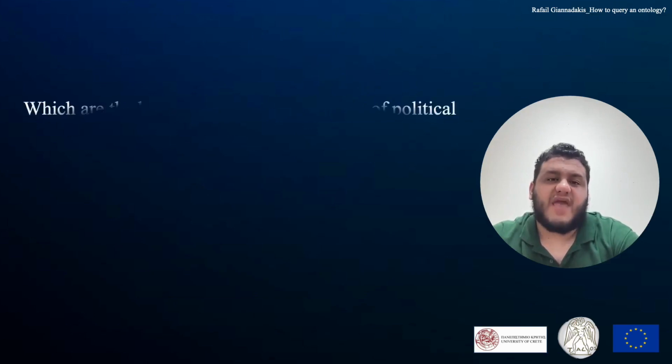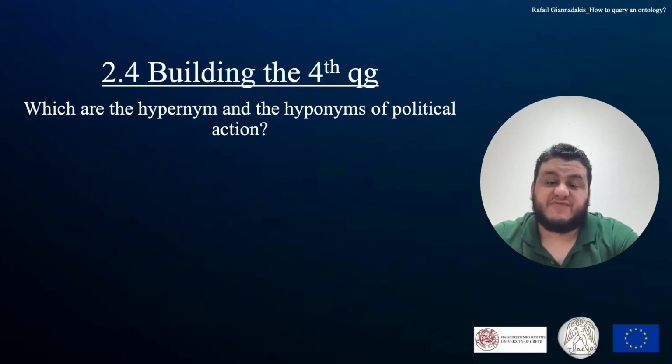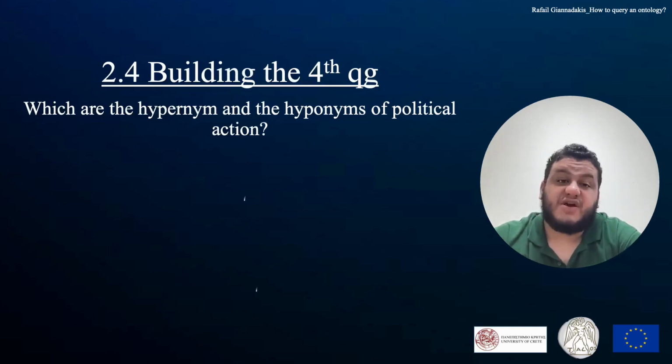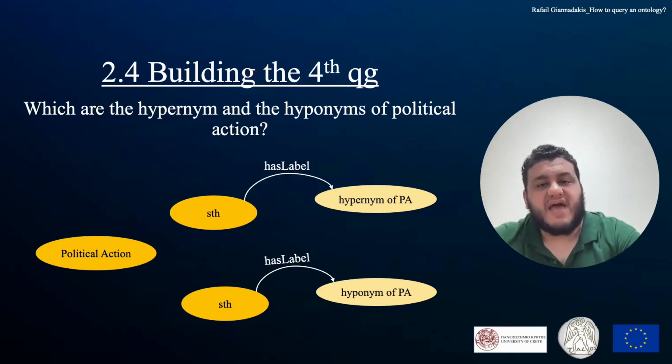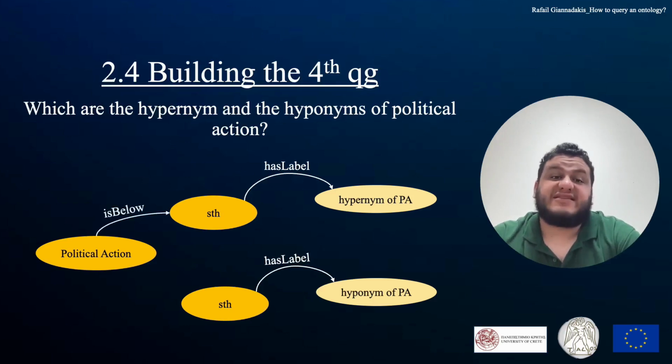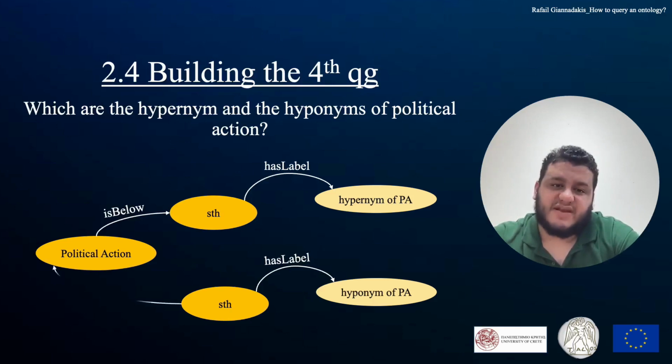In the last graph, we are interested in the hypernym and the hyponyms of the term political action. In essence, we are interested in a node that refers to something that exists in the ontology and is connected to the political action node by the is below relation. So on the one hand, we have the political action as an initiating node, subject, which is linked to something for its hypernym. And on the other hand, we have the political action itself as an object and something else as a subject to retrieve the hyponyms.